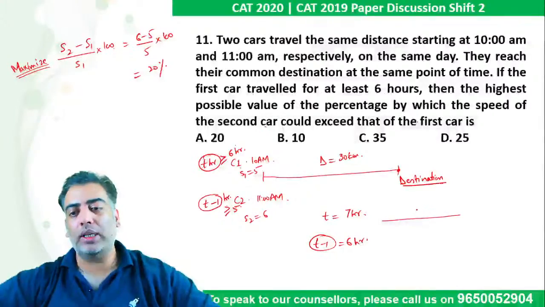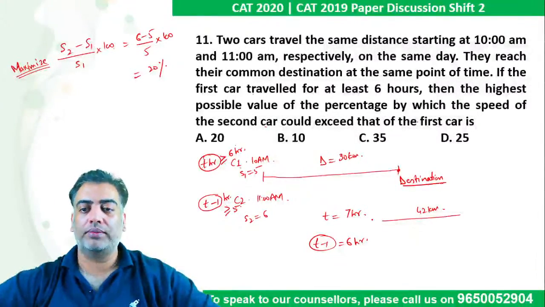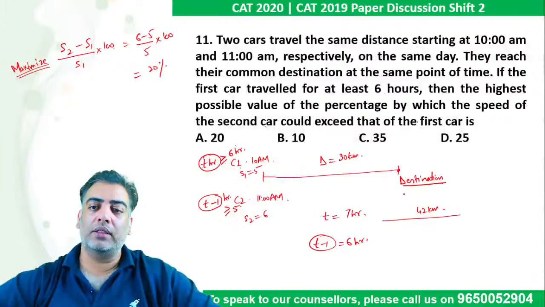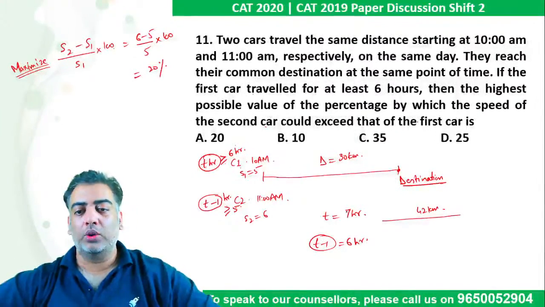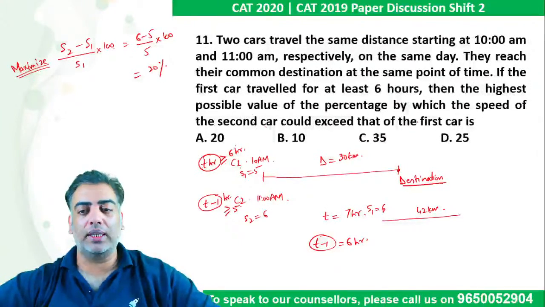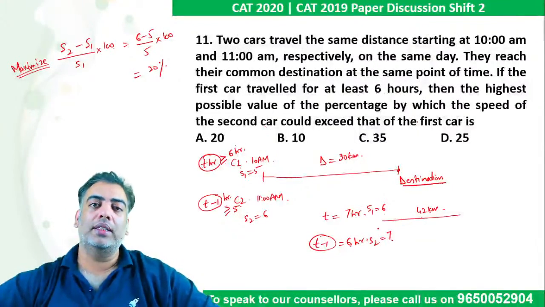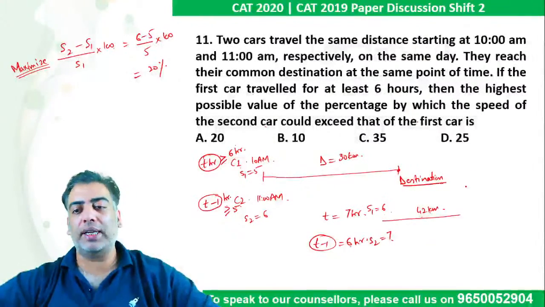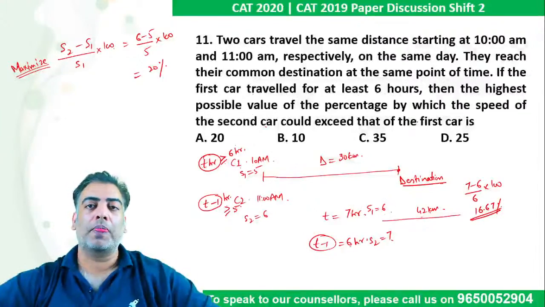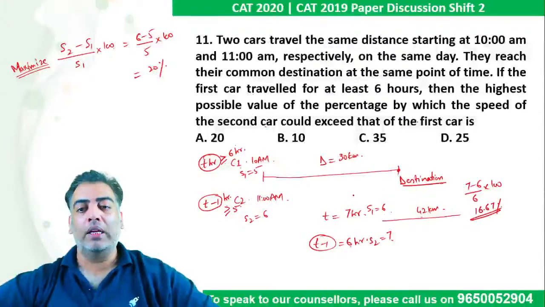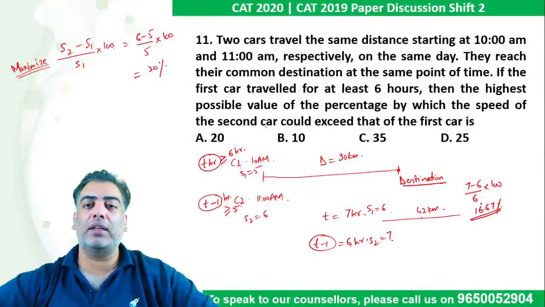Let's assume total distance to be 42 kilometers now, because it doesn't make any difference. You can take any value. So speed of car 1 is 42 upon 7, which comes out to be 6. Speed of car 2 is 42 upon 6, which comes out to be 7. Now the percentage change is (7 minus 6) upon 6 into 100, which comes out to be 16.67%, which clearly shows if you increase the value of T1, the percentage change will reduce.